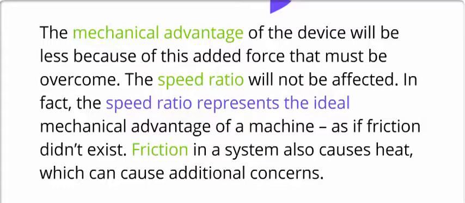The speed ratio will not be affected. In fact, the speed ratio represents the ideal mechanical advantage of a machine, so as if friction didn't exist. Friction is a force that also causes heat, which can cause many other additional concerns.